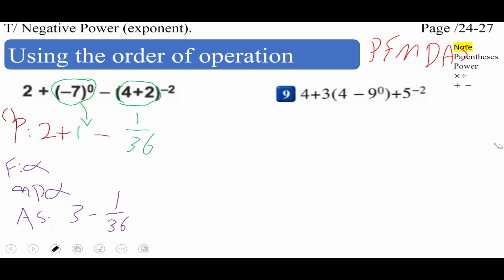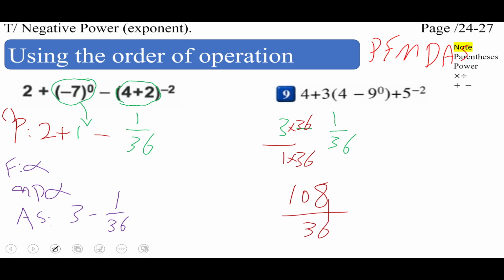Make 3 a fraction. How can we make it a fraction? Put 1 in the denominator. So 36 and 1 are not the same. Make the same denominator because it's subtraction, times 36 times 36. So this one is going to be 108: 3 times 36, 108 over 36, minus 1 out of 36. Subtracting them is going to be 107 out of 36. This is the answer of the first question.